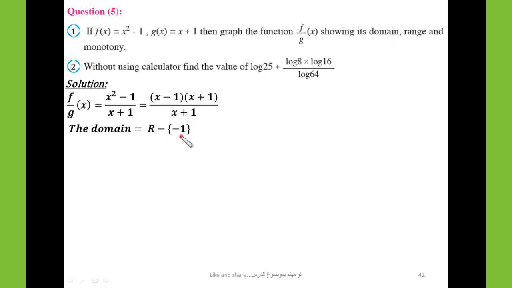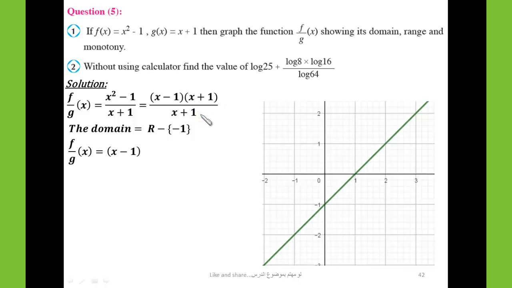And we simplify it. f of x equals x minus 2. How do we simplify it? We have x plus 1 divided by x plus 1 equals 1. And we draw the new function f over g of x equals x minus 1.